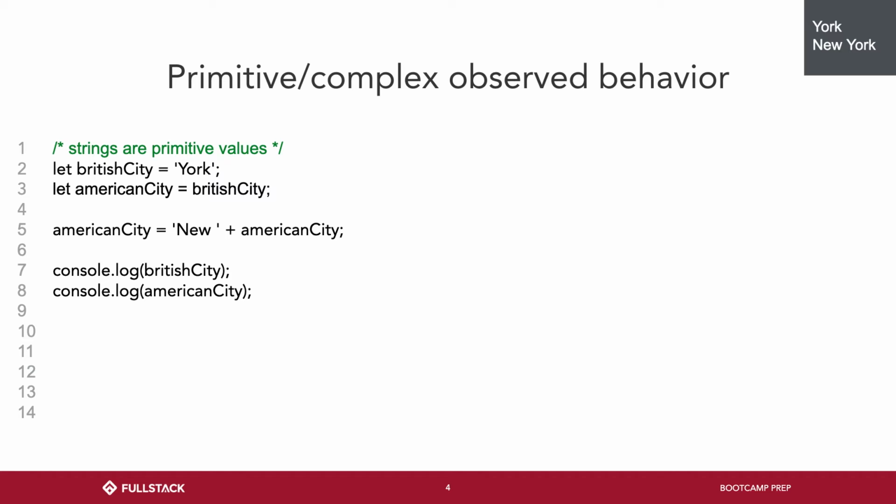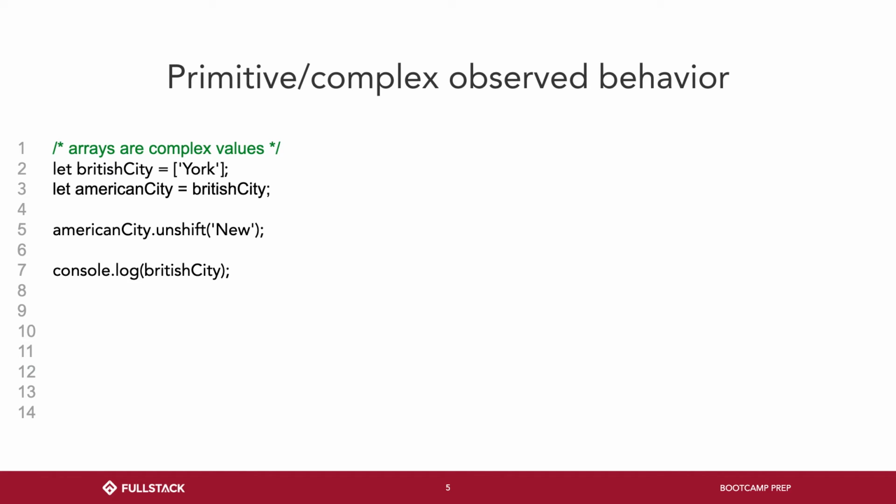Because what we're doing is we're copying values. When I said American city is equal to British city, I copied that string York, and I put it in American city. Then I said American city is now going to be equal to new plus what American city was before, right? Even though I'm reassigning American city here, you know what I mean?